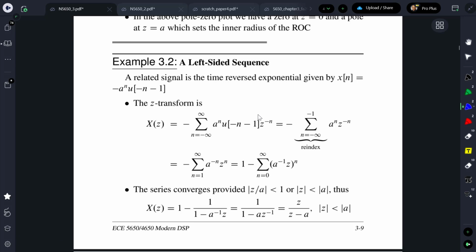So now let's turn that sequence around, let it be an exponential running in the opposite direction. For convenience in the transform pairs, we're going to define it to be minus a to the n u of minus n minus 1. Now that looks complicated. It's just a sequence that is starting at n equal to minus 1.